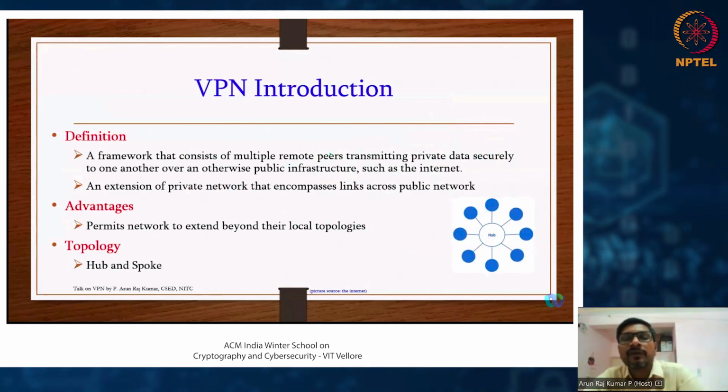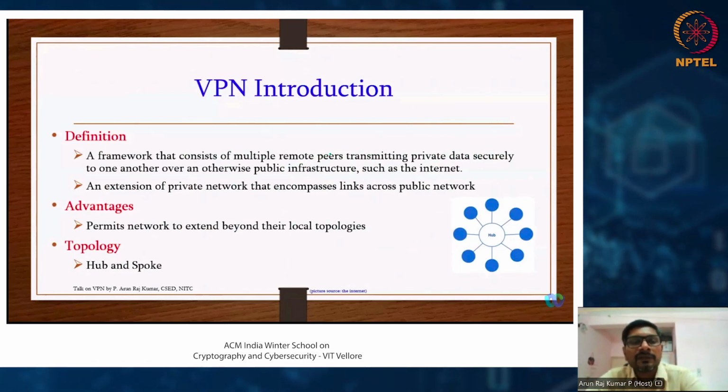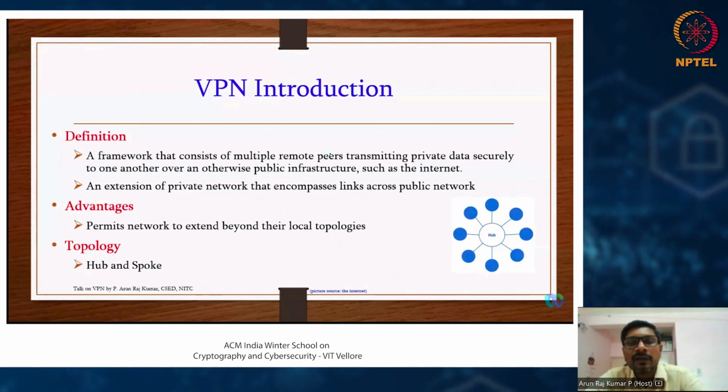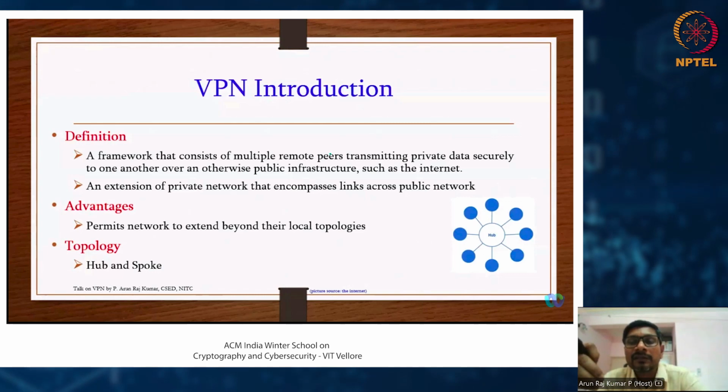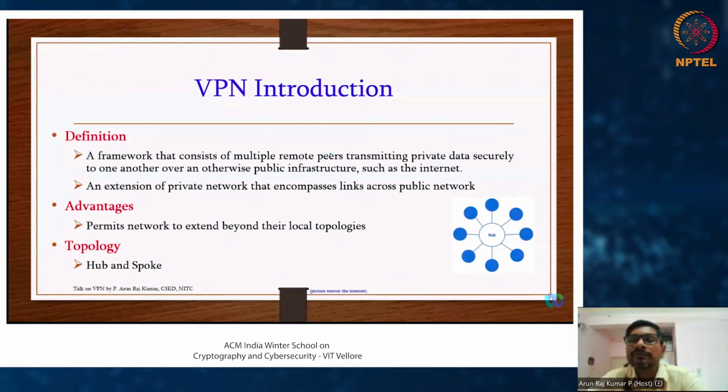Let's get introduced to the VPN now. The definition of VPN is a framework that consists of multiple remote peers transmitting private data securely to one another over a public infrastructure such as the internet. This is what I told initially. When A and B want to communicate over a public infrastructure network, they want to create something called a tunnel, so that the sensitive or private data can be communicated securely between A and B. So this is the definition too.